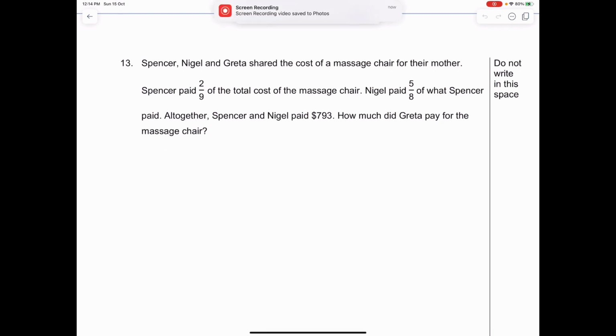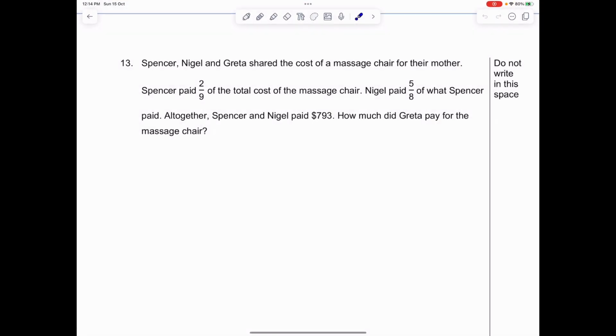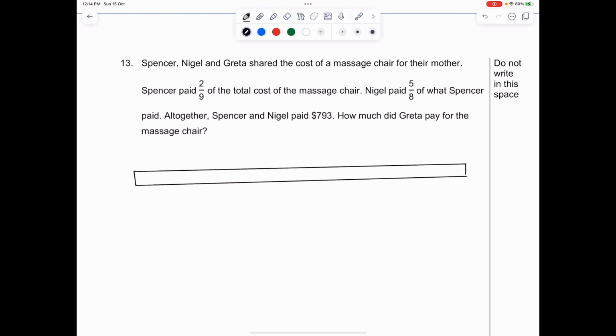So to do this kind of question, I always recommend to my student that the easiest way would be to do a model. So we're going to draw a nice big model for us to start with, and not be too worried about what the back says. So he paid 2/9 of the total cost, right? So it means that we're going to have to divide our model into 9 parts first, as equal as possible. Now, Spencer paid 2/9, so this is Spencer.